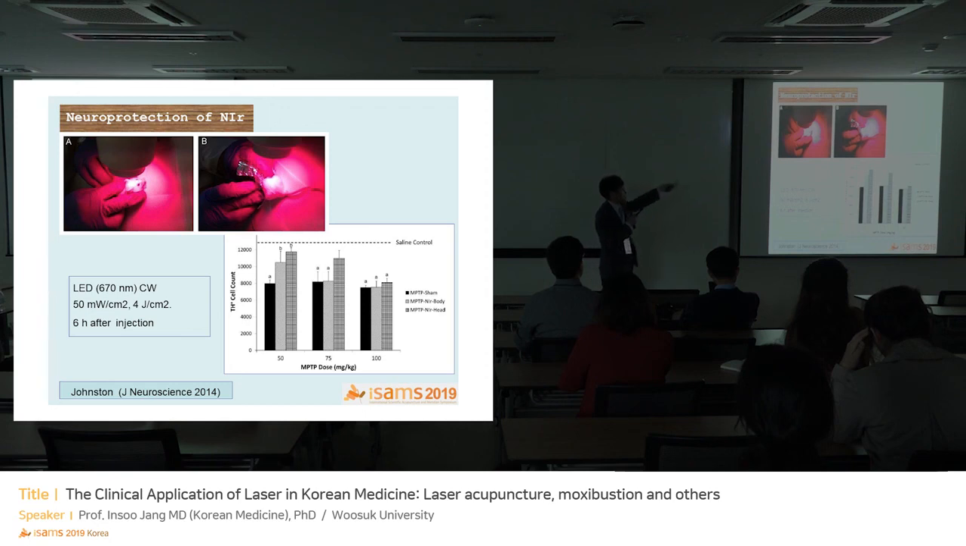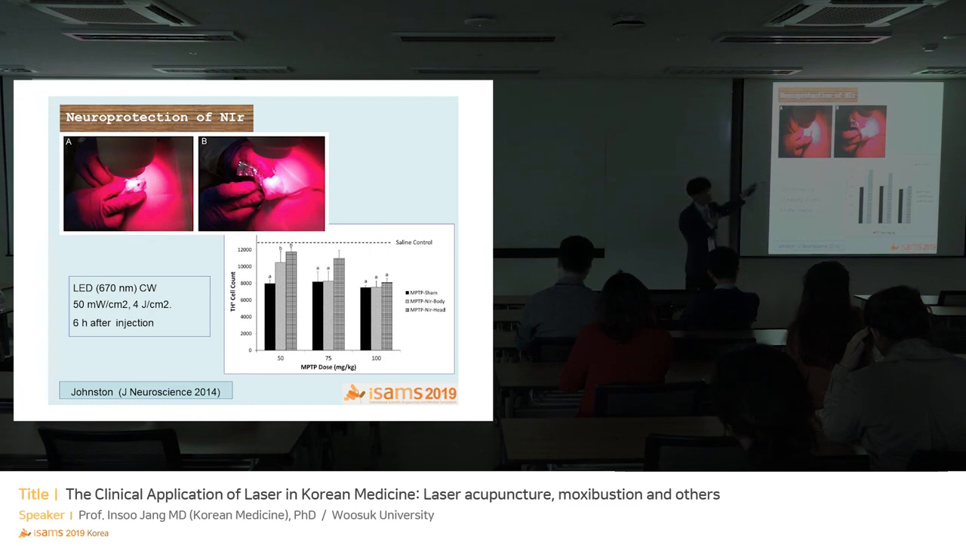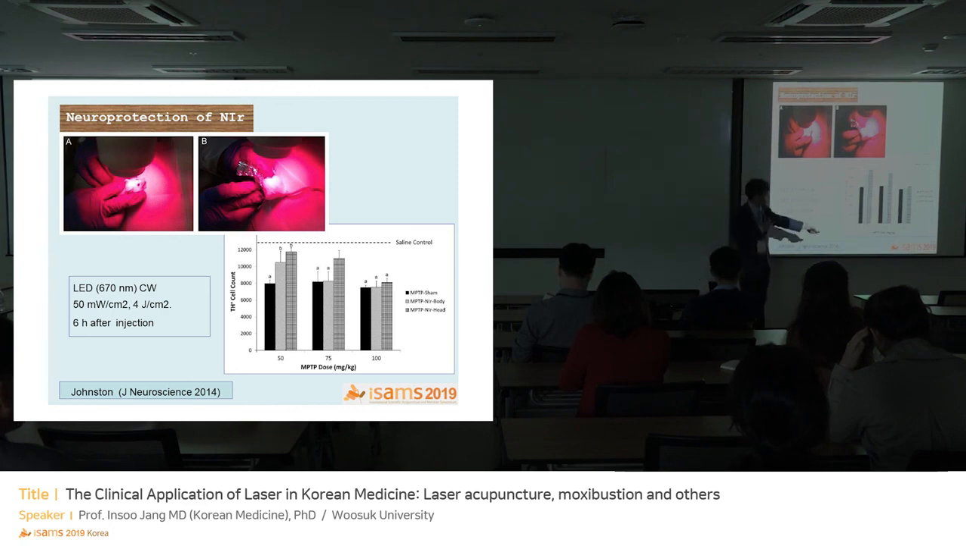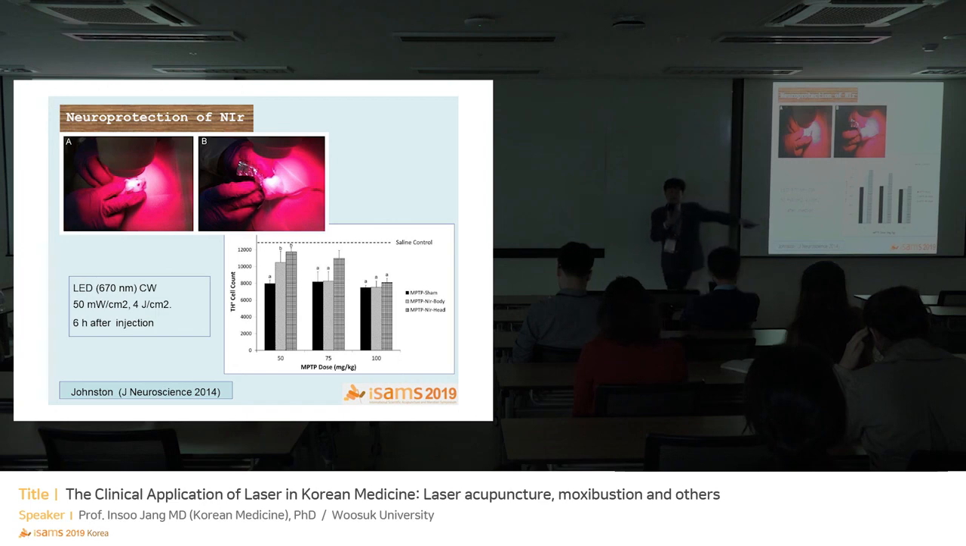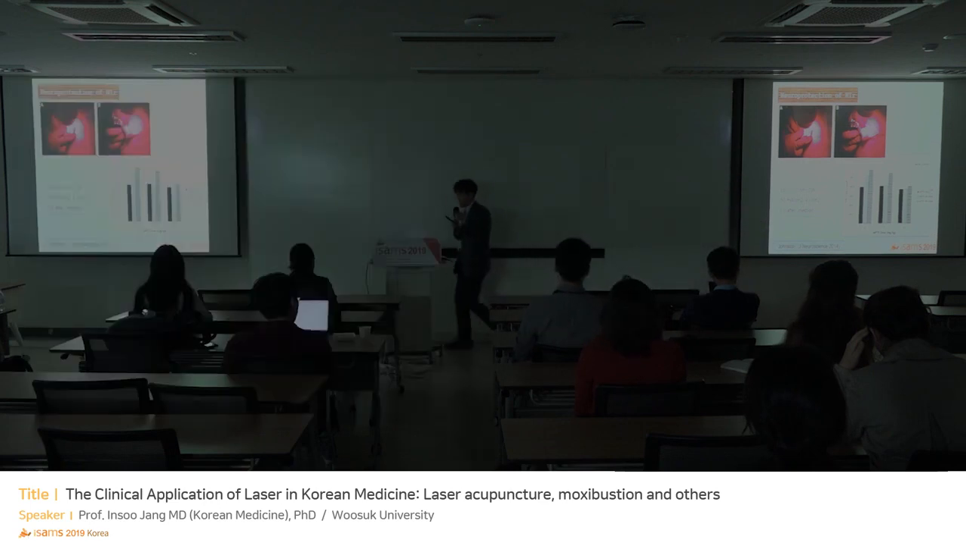My final presentation. There is another study by Johnstone. He irradiated the head of the mouse, and then he covered the head with foil, so the irradiation was to the whole body. Let's focus on the 50 milligram dose of MPTP. Whole body irradiation has a neuroprotective effect. Not as much as head irradiation, but whole body irradiation does have a neuroprotective effect.